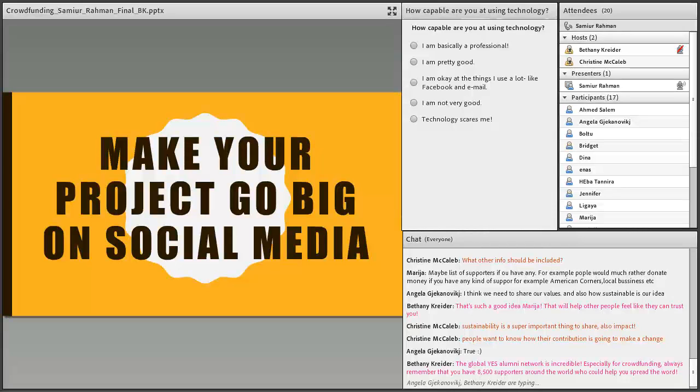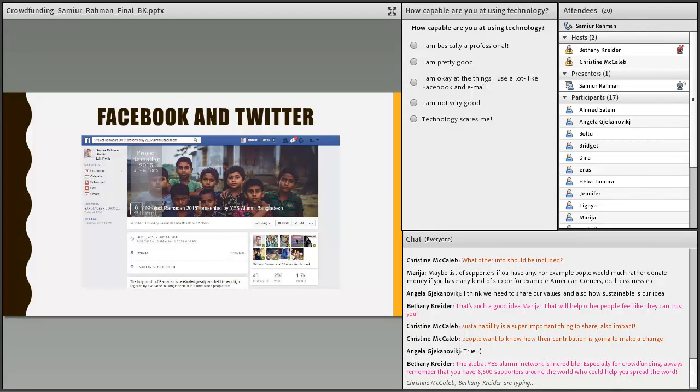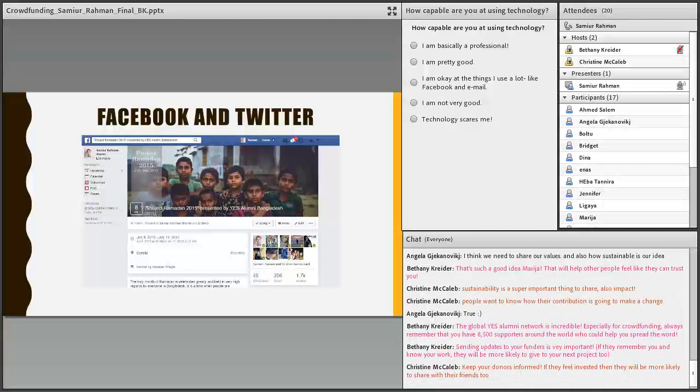So let's continue with something really cool. Let's make your project go big on social media. If you have a project, you want people to know, and it's the 21st century. How do you make it go big? It's social media, Facebook and Twitter. Facebook is the biggest source in Bangladesh, India, Pakistan, Qatar, everywhere. Twitter is the biggest thing in modern countries like America or the UK. These are the places where Twitter is used. So you need to use both. You cannot just use Facebook and expect it to go really, really big, right?